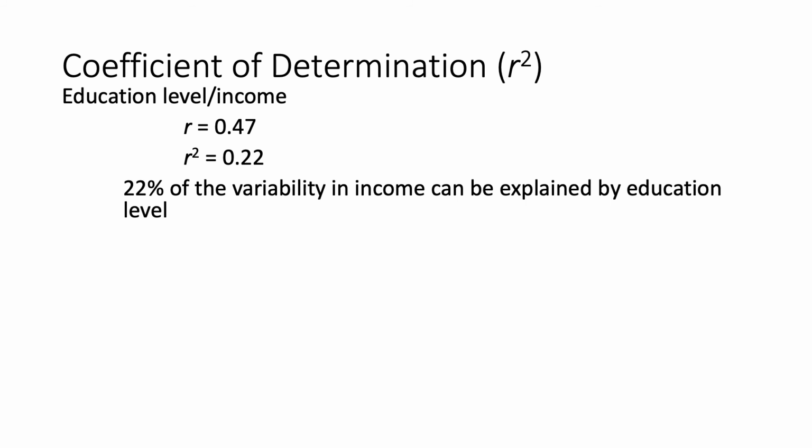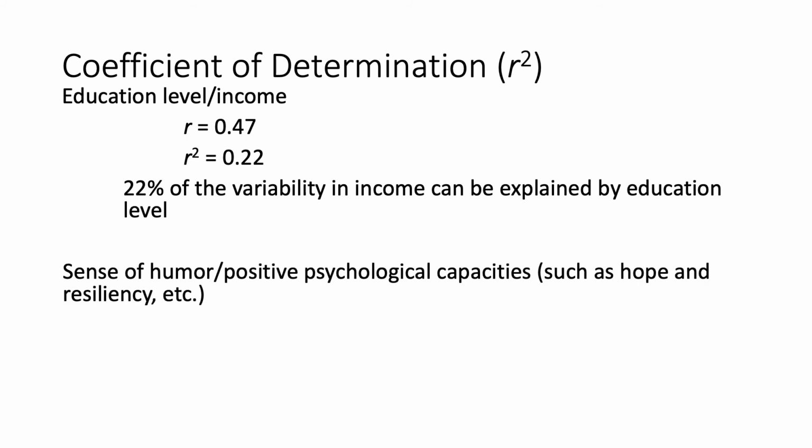Now remember, we're working with correlation, so we don't say that one causes the other. Perhaps we could say that 22% of the variability in education level can be explained by income, but sometimes that simply doesn't make a lot of sense. But let me give you another example.